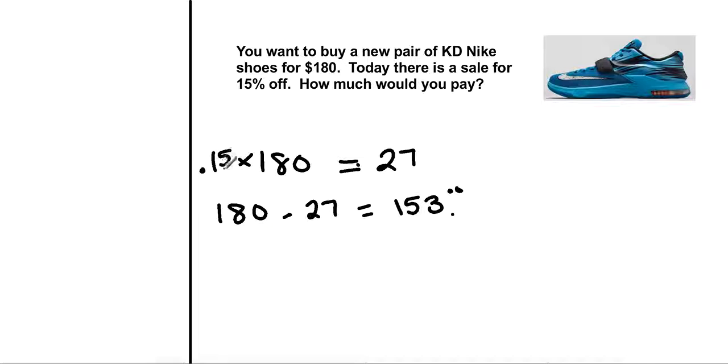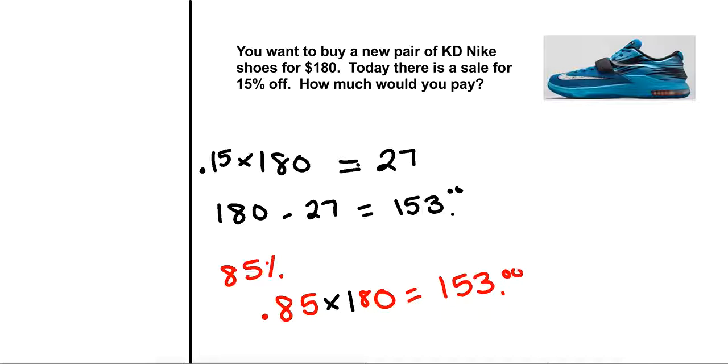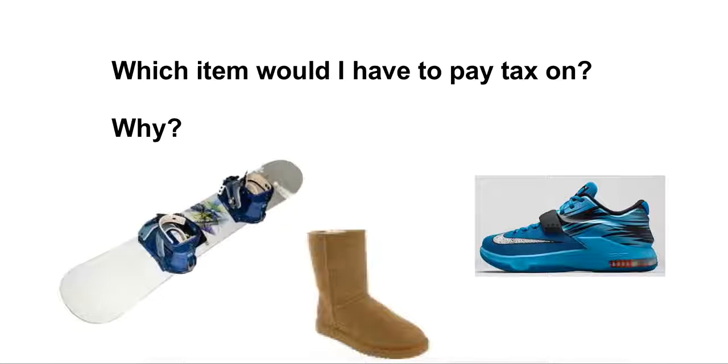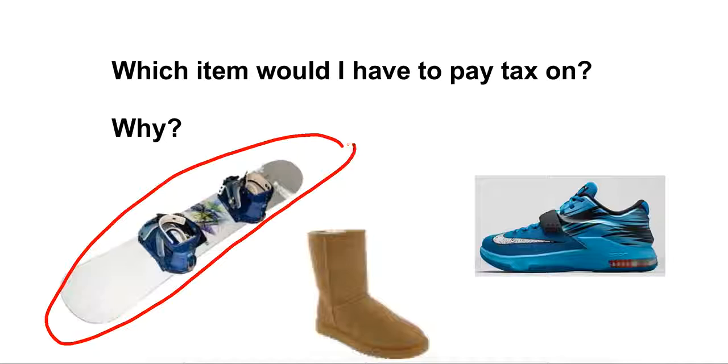All right, so you should realize if I'm saving 15%, that means I'm spending 85%. So that's 0.85 times 180 equals my $153. Here's one last question. Which items would I pay tax on? You would pay tax on this snowboard. You would not pay tax on either of the shoes. In the state of Minnesota, there is no tax on clothing. In other states, there are.